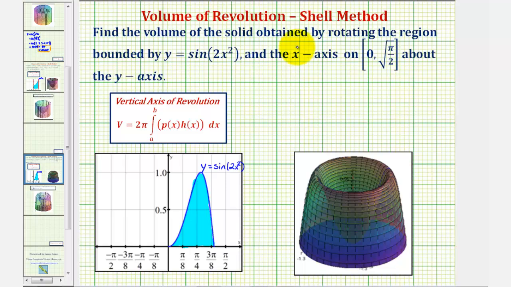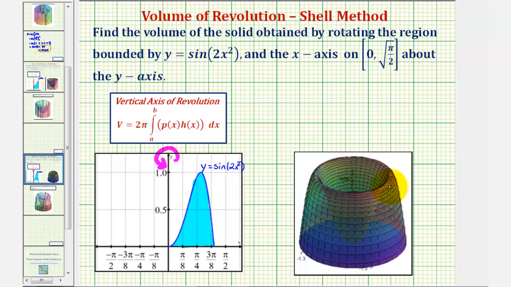We want to find the volume of the solid obtained by rotating the region bounded by y equals sine 2x squared and the x-axis on the closed interval from 0 to the square root of pi divided by 2 about the y-axis. So this shaded region here is the bounded region. If we rotate this about the y-axis, it would give us this solid here. Our goal is to find the volume of this solid.